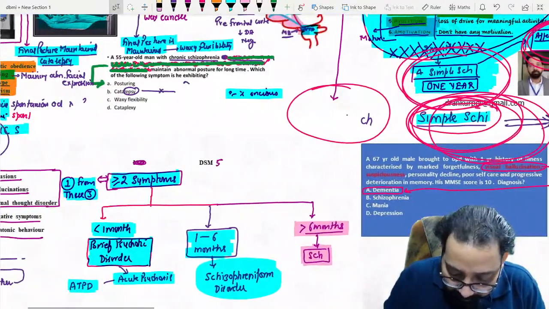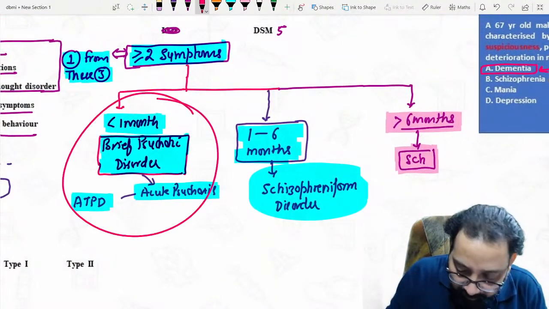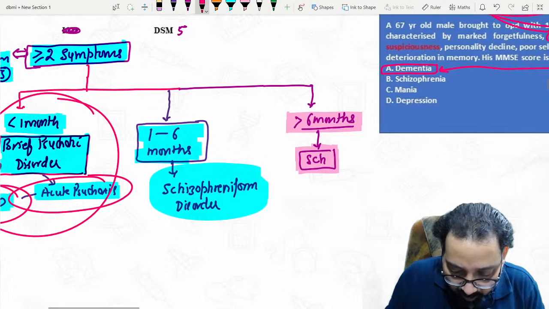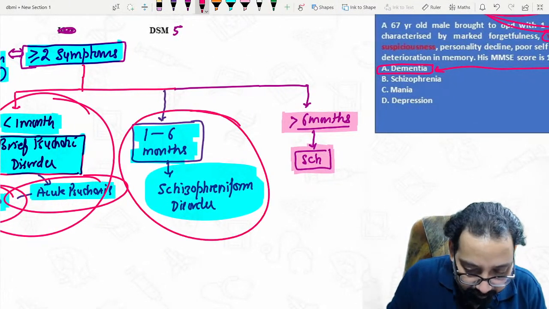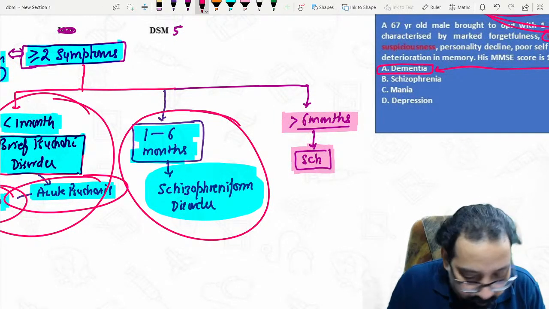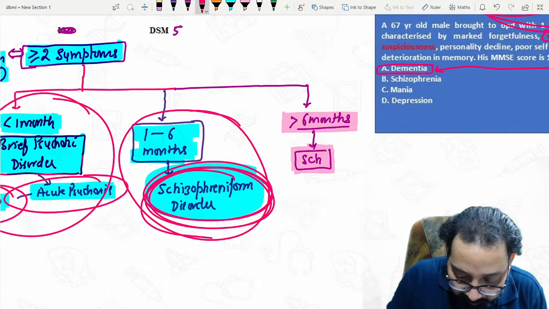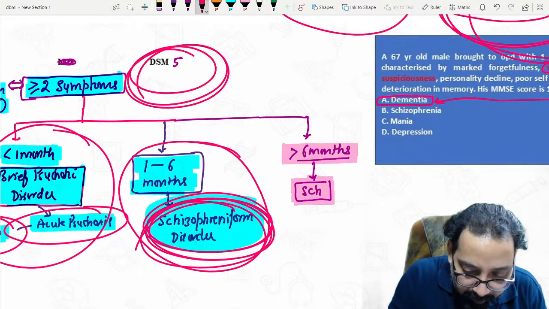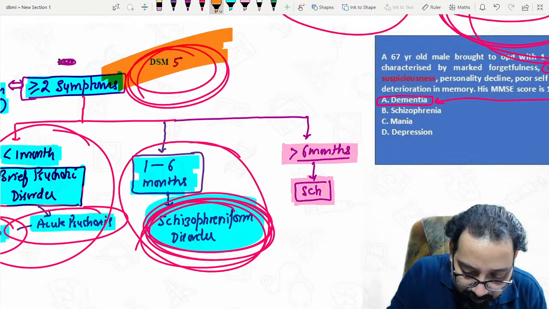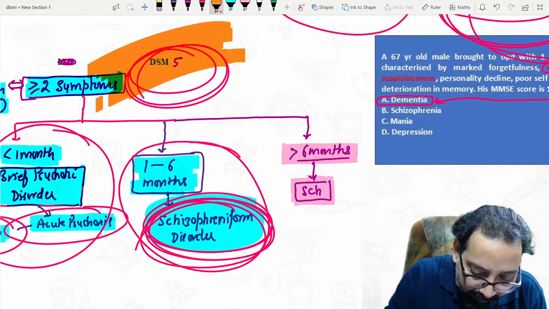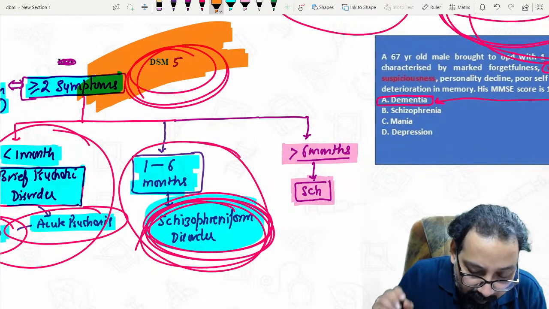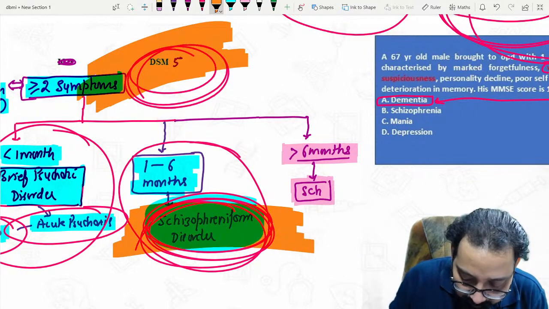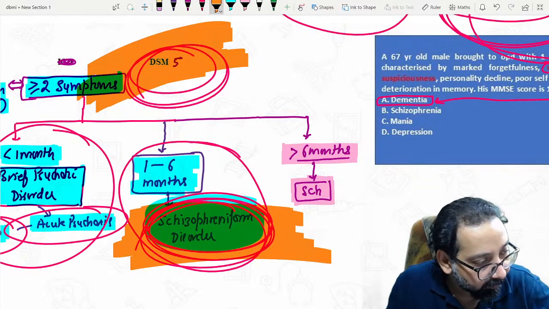In DSM-5, less than 1 month is brief psychotic disorder, but in ICD-10 it is ATPD, acute psychosis. 1 to 6 months, schizophreniform. If you find schizophreniform in the options, you will follow DSM-5. This is a very important catching point. Sometimes we are confused whether to follow ICD-10 or DSM-5; you will follow DSM-5 if you find one option having schizophreniform disorder. Clear?